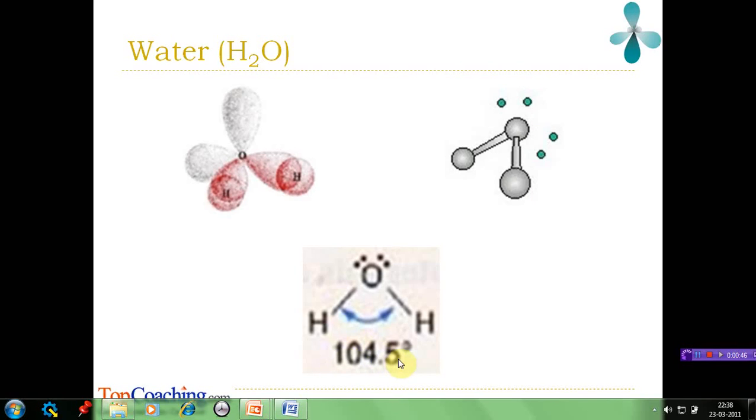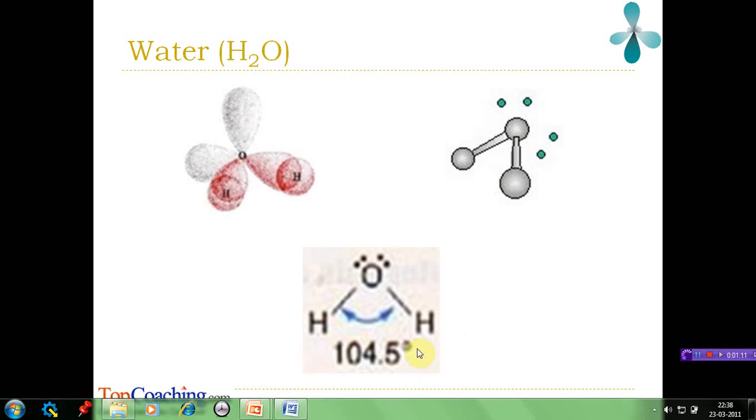Now, this angle is smaller than the tetrahedral bond angle due to more repulsion of the unshared pairs of electrons than the shared pairs of electrons. Greater repulsion of these lone pairs compels the shared pairs of electrons to squeeze closer together, thus decreasing the bond angle from about 109.5 degree to around 104.5 degree.